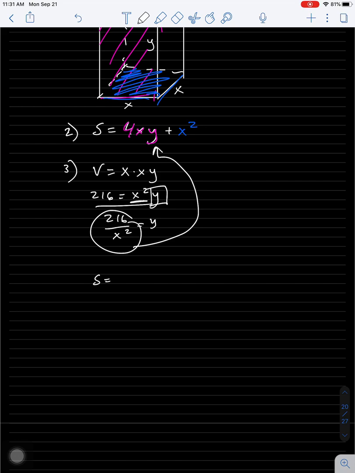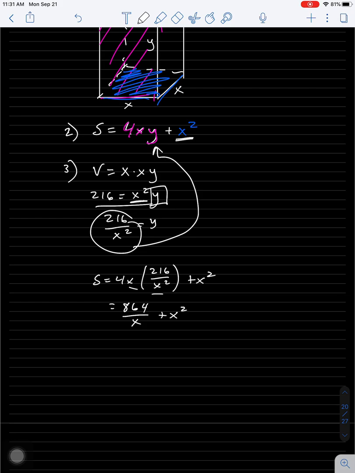So surface area equals 4x times 216 over x squared. These x's cancel, and I get 216 times 4. Oh, sorry, I missed the x squared. I shouldn't have done that in color. I missed that. Okay. These x's cancel, and so I get 864 over x plus x squared.